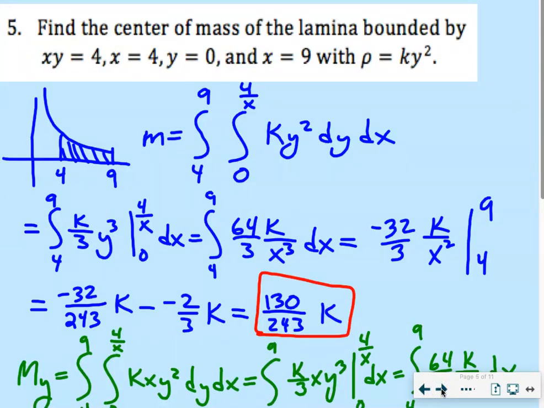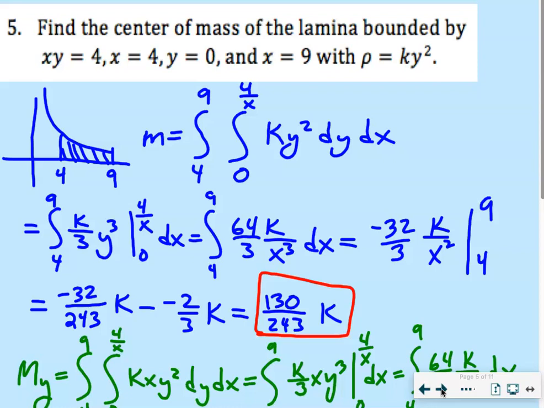All right. This one, I would say, if the last one was the highest scoring, this might be the lowest scoring. Okay. So many of you just found the mass, but I didn't ask for the mass. I asked for the center of mass. You had to do the whole thing.